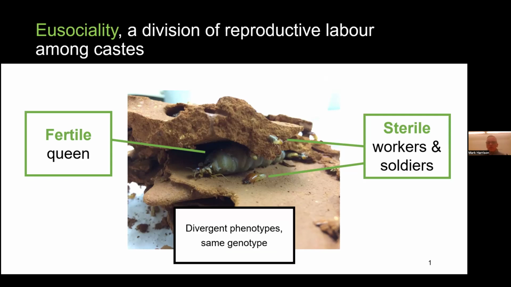It's important to know that you have these extremely divergent phenotypes, but they all have the same genetic background. In this case, the sterile workers and soldiers are direct offspring from this fertile queen and the king. The queen and king can also produce the next generation of reproductives. So reproductives and the sterile castes can, in fact, be full siblings.